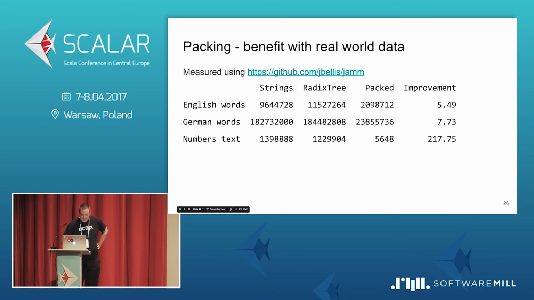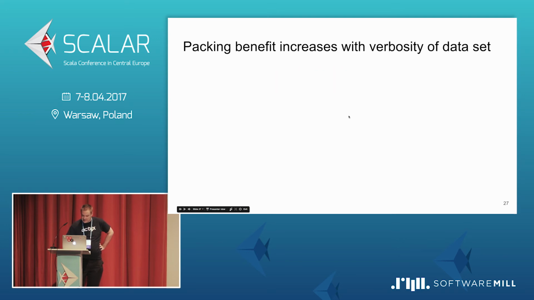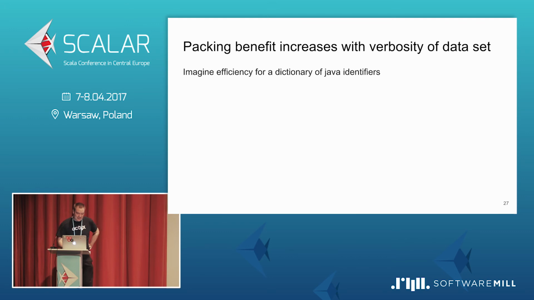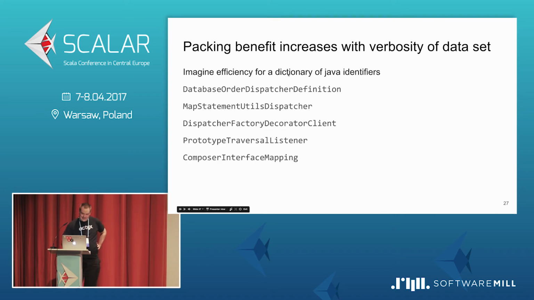So this is basically just numbers text, and there the benefit is extreme, but this is a very regular data set, so it's not surprising. So the packing benefit increases with the verbosity of the data set. So now imagine the efficiency for a dictionary of Java identifiers, like this, or this. This would be off the scale.